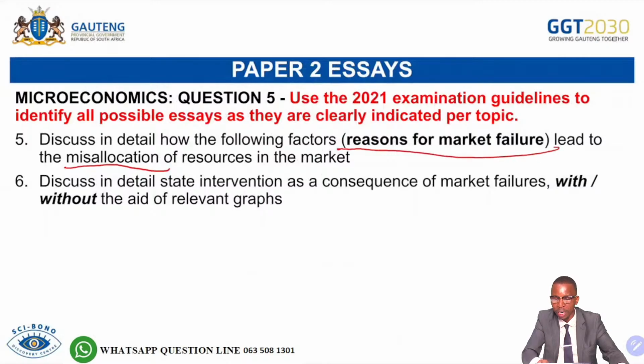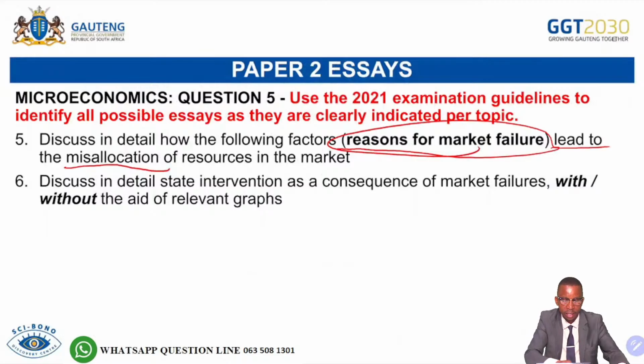Those are the reasons for market failure, but they are not assessed like this. They are assessed as factors that can lead to misallocation of resources in the market. Discuss in detail state intervention as a consequence of market failure, with or without graphs. So it will depend on the examiner whether you must draw graphs or not.